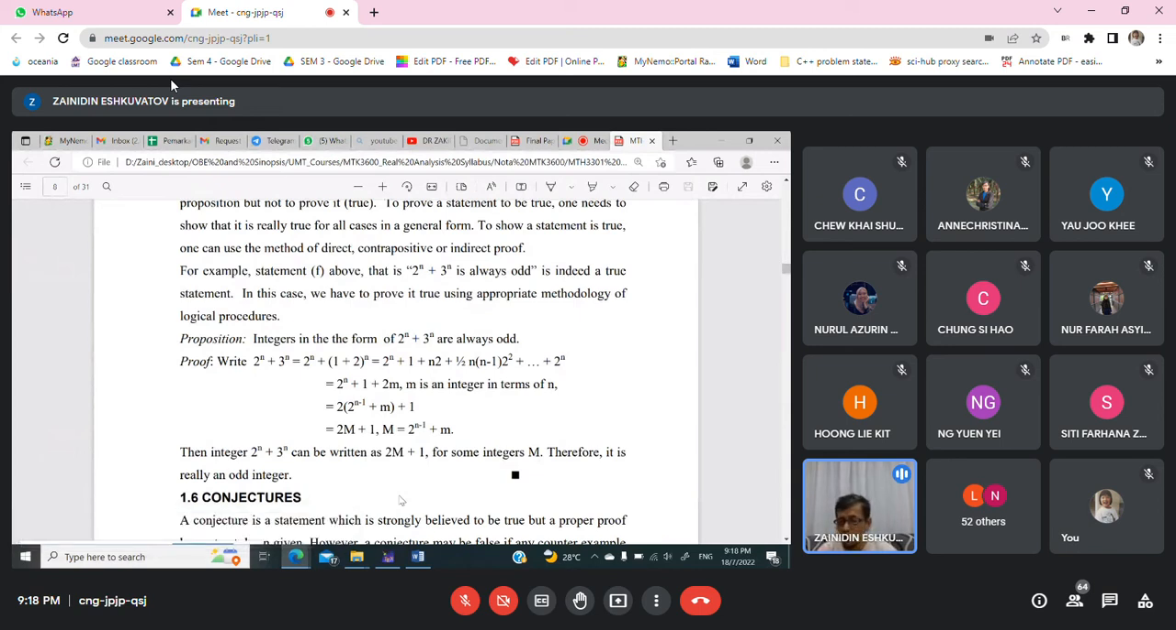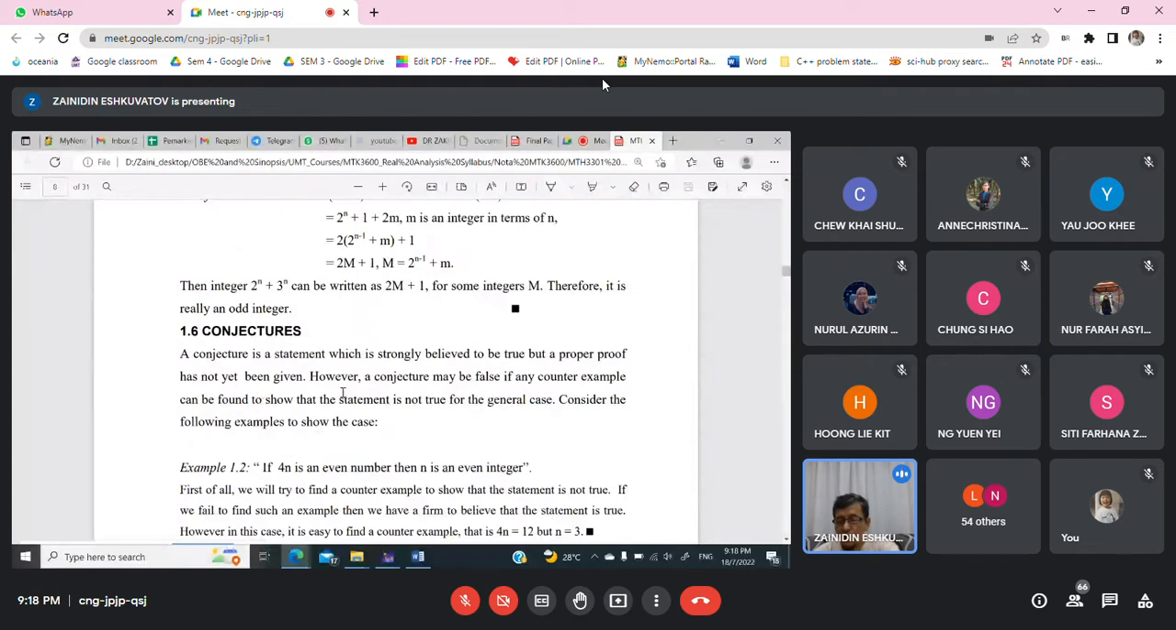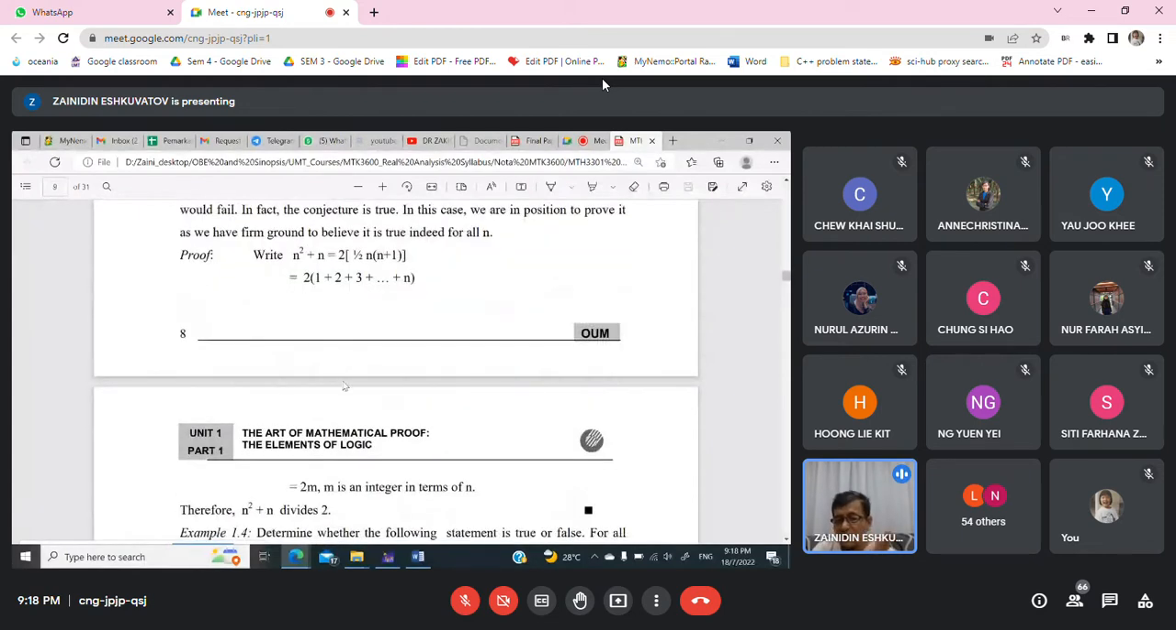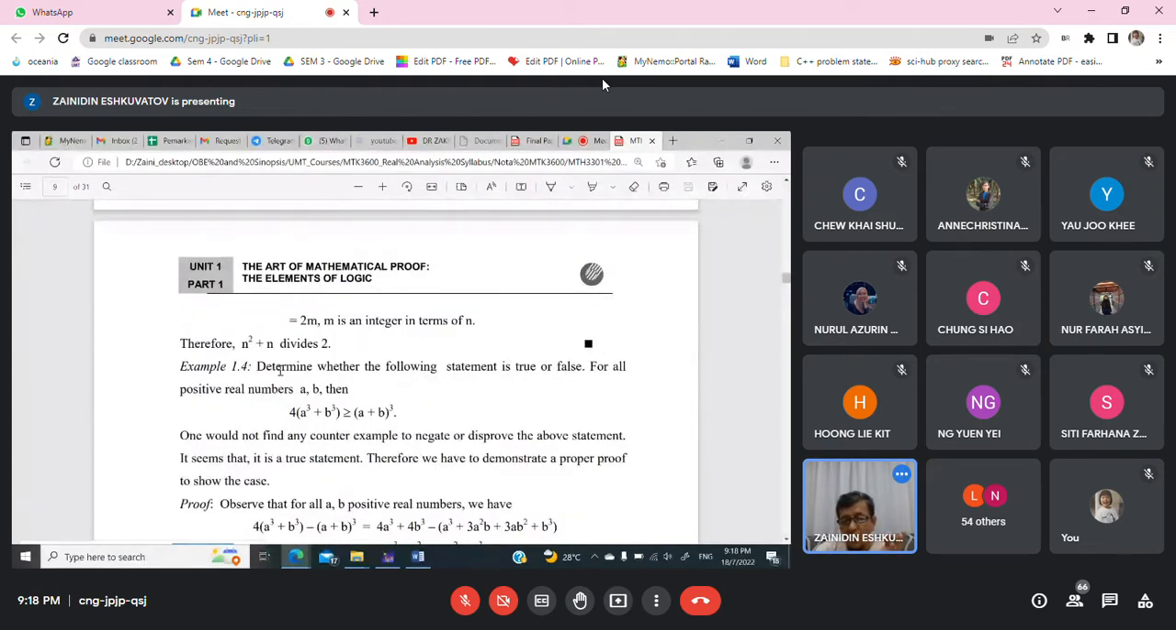Example doesn't work. Counter example doesn't work. Any trial will fail. So now this is a tautology. If tautology, then we need a proper proof. This is a proper proof. Then there is a conjecture, okay? So please, you revise this type of things and you see how to prove.